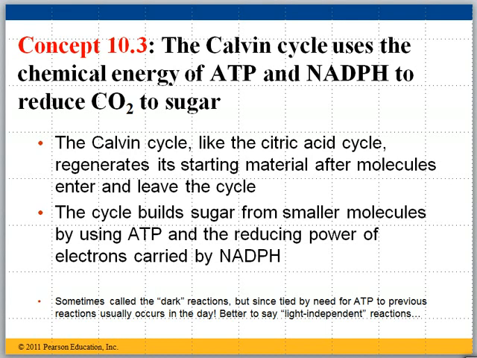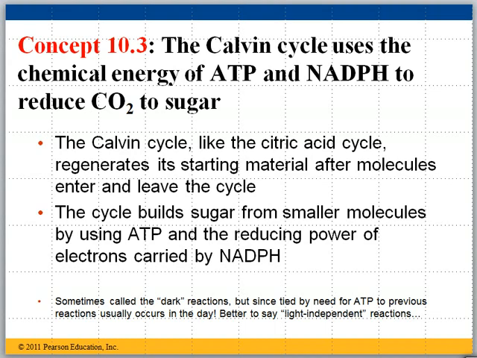So concept 10.3 says the Calvin cycle uses the chemical energy of ATP and NADPH to reduce carbon dioxide to sugar. And the Calvin cycle, much like the citric acid cycle in respiration, is called a cycle because the starting materials are recreated at the end of the cycle so that it can go over and over and over again. We're going to build sugar from smaller molecules, and we're going to use the energy from ATP to do that, and the reducing power of the electrons that are carried by that NADPH that we already created.